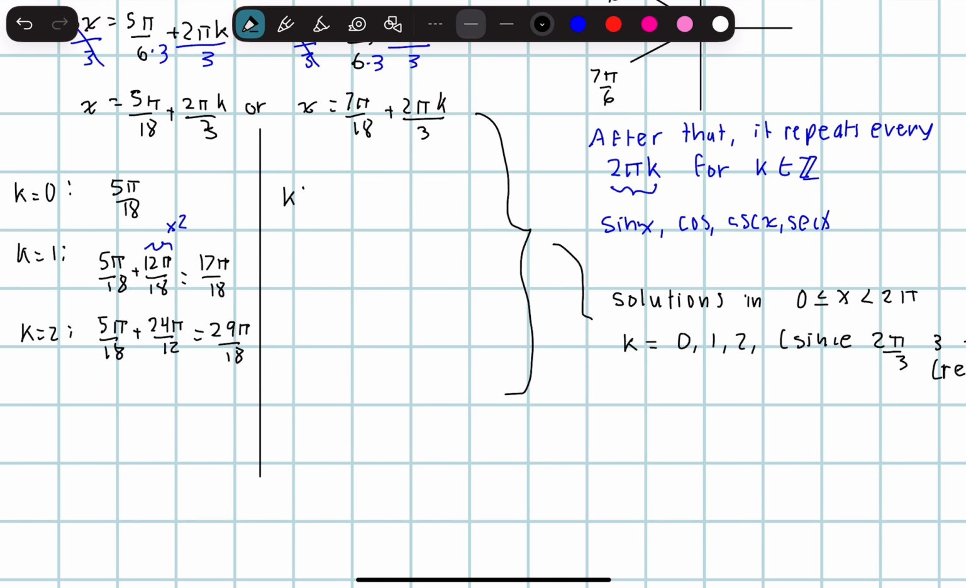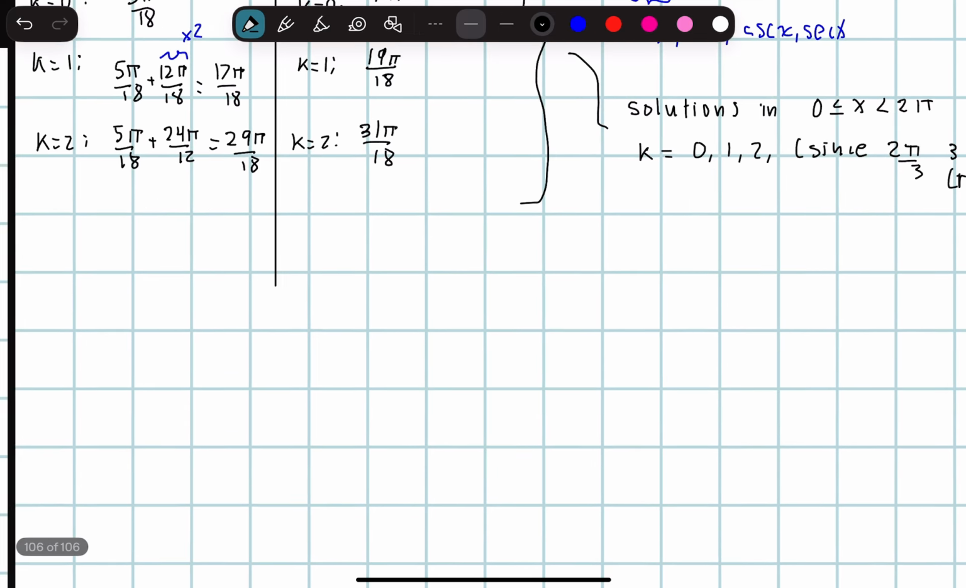Now we're gonna do the next side. k is equal to 0, k is equal to 1, and then k is equal to 2. So basically, starting off with 17 pi over 18, and then you get 19 pi over 18, and then after that you get 31 pi over 18.